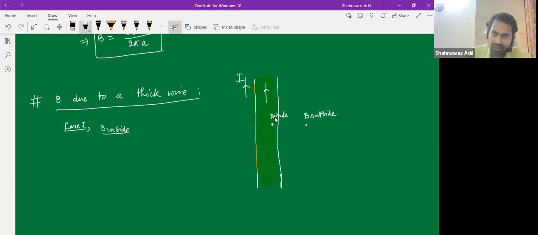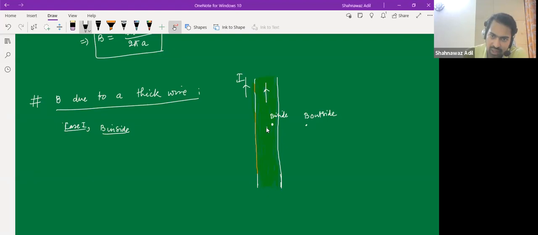Current is flowing in this thick wire, so it has some area of cross section. What is the shape of the cross section? This is a circle. If I cut this wire, I will get a cross section which is a circle. That radius from the center is r, or let me write it as a. So it has a circular cross section with radius a.